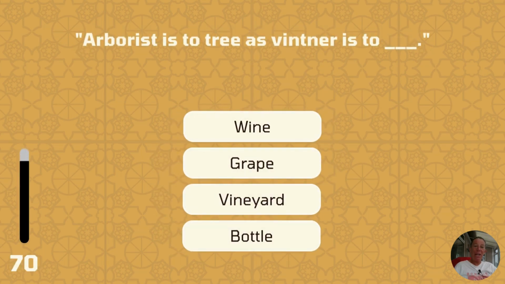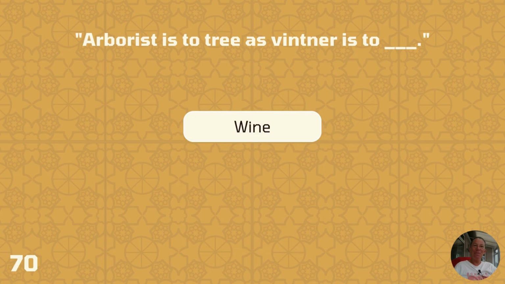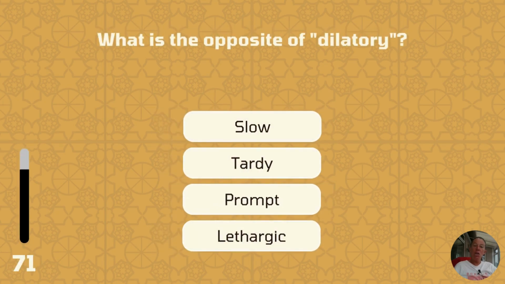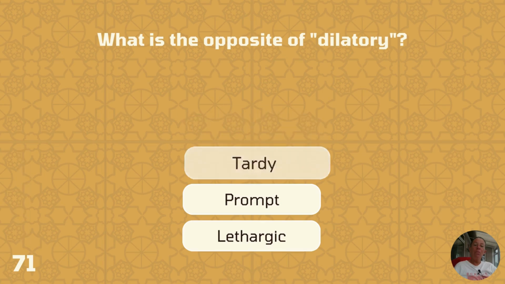Arborist is to tree, as vintner is to wine, grape, vineyard, or bottle. Wine. What is the opposite of dilatory? Slow, tardy, prompt, or lethargic? Prompt.